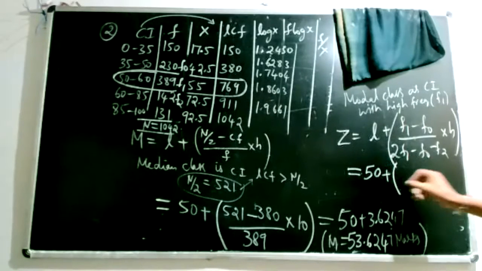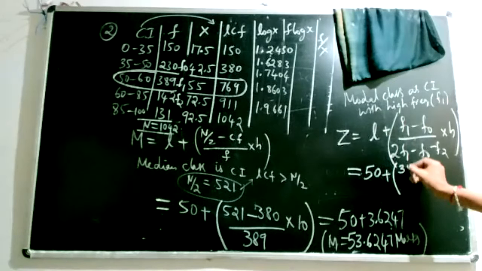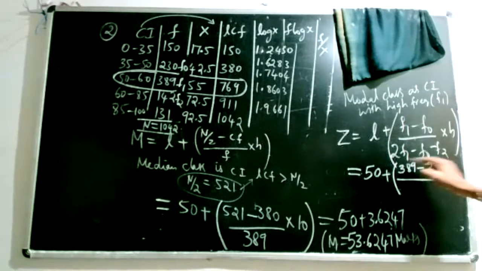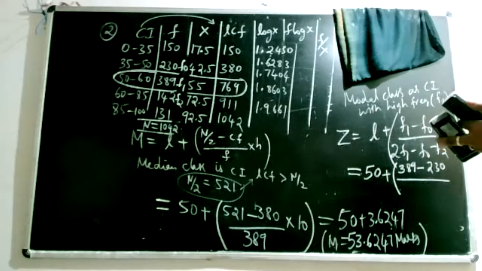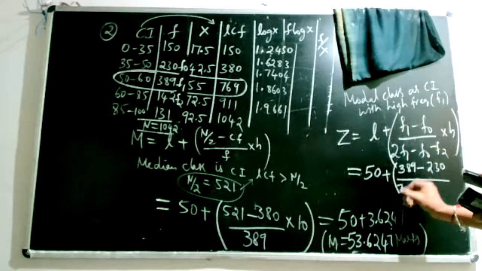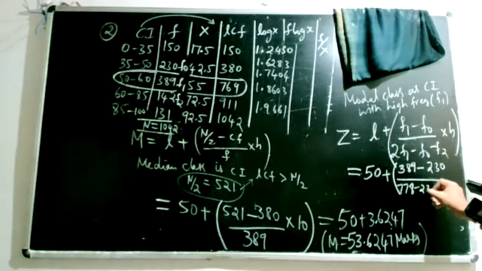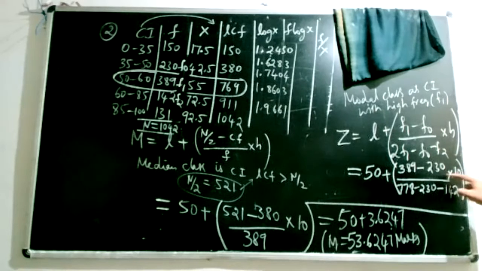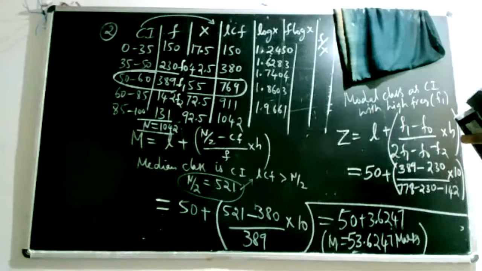So this will be 50 plus F1. F1 is 389, F0 is 230, divided by 2F1. 2F1 will be 2 into 389, which comes to 778, minus 230, minus successive frequency 142, into class width 10. So first do all the subtractions, then the multiplication with 10, then the quotient, then the addition. So if I look into 389 minus 230, I get 159.